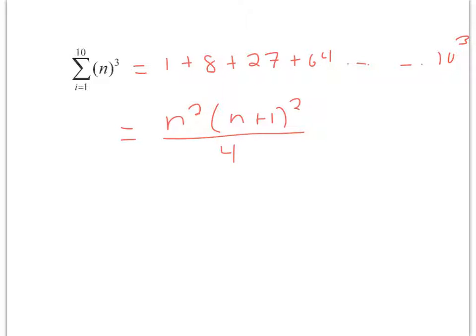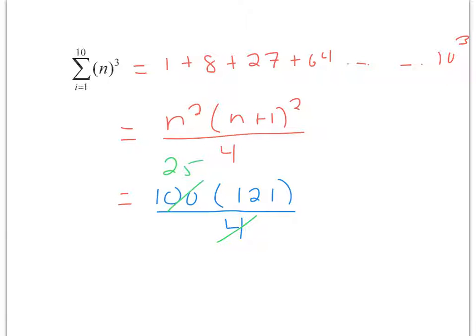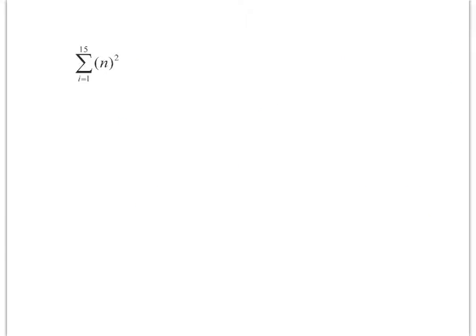So now we just replace n with 10. So n is 10, so that's 10 squared, which is 100, times 10 plus 1 is 11. 11 squared is 121, all divided by 4. Before I multiply, I'm going to cancel. 4 into 100 is 25. So just whip out my calc here. 25 times 121, I get 3025.